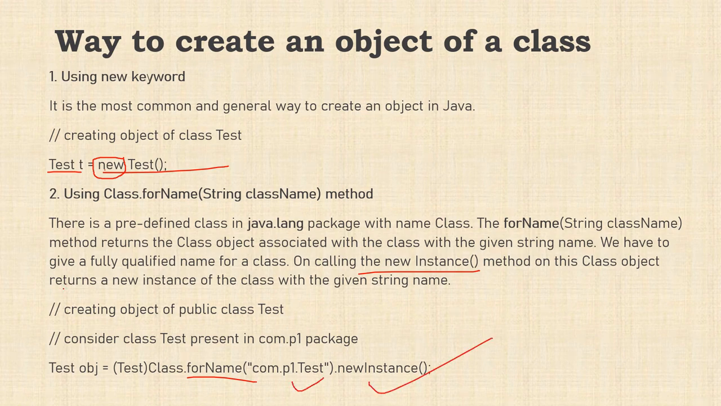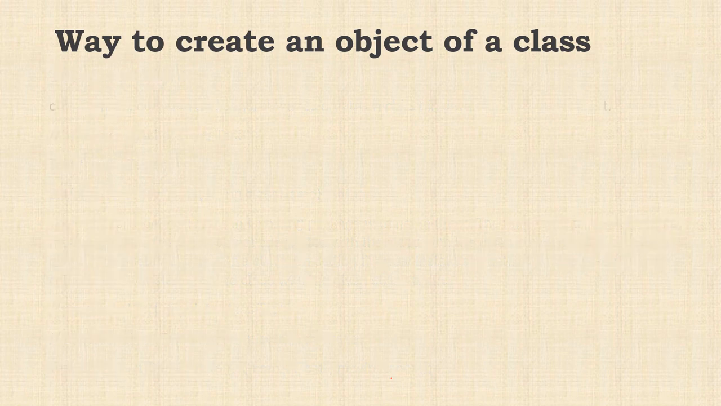So like this we can create an object of any class. It will return a new instance of the class with the given string name, so this will be the object of Test. Consider class Test is present in com.p1, so we have provided the package and the new instance. This is the second way to create the object of a class, and we'll see the next way, which is third.